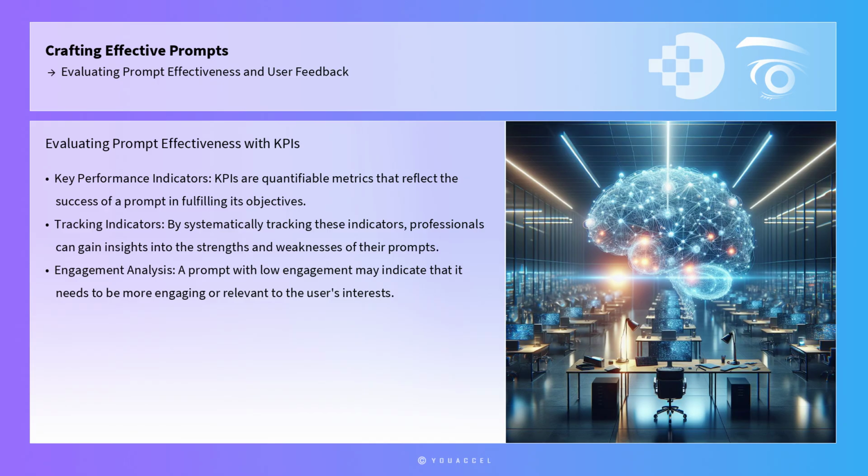Another crucial framework for evaluating prompt effectiveness is the use of key performance indicators. KPIs are quantifiable metrics that reflect the success of a prompt in fulfilling its objectives. These can include response time, user engagement levels, and satisfaction scores. By systematically tracking these indicators, professionals can gain insights into the strengths and weaknesses of their prompts, facilitating targeted improvements. For instance, a prompt with low engagement may indicate that it needs to be more engaging or relevant to the user's interests.